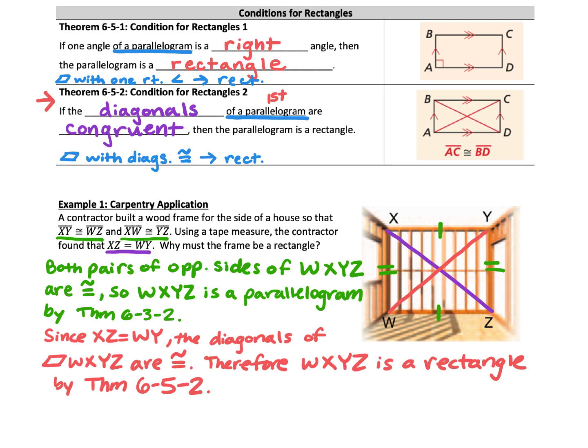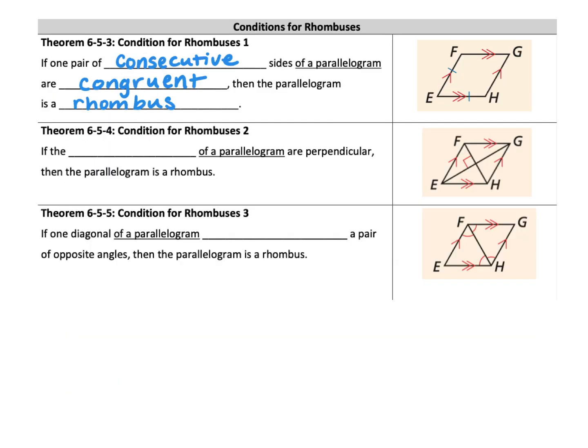Now we're ready to look at some conditions for rhombuses. There are three different conditions we can use to prove that a parallelogram is a rhombus. For the first condition, which is theorem 6-5-3, if one pair of consecutive sides of a parallelogram are congruent, then the parallelogram is a rhombus. You can abbreviate the theorem like this: parallelogram with one pair consecutive sides congruent, arrow rhombus, or it's probably shorter if we just call it theorem 6-5-3.